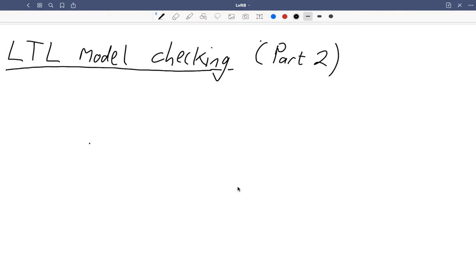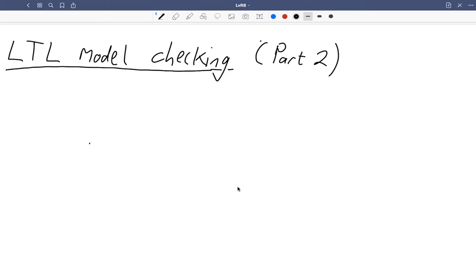This is part 2 of lecture 8 of Logika računalništvu. In part 1 we started the LTL model checking problem. We stated what that problem is, and we began looking at how to solve the problem algorithmically.